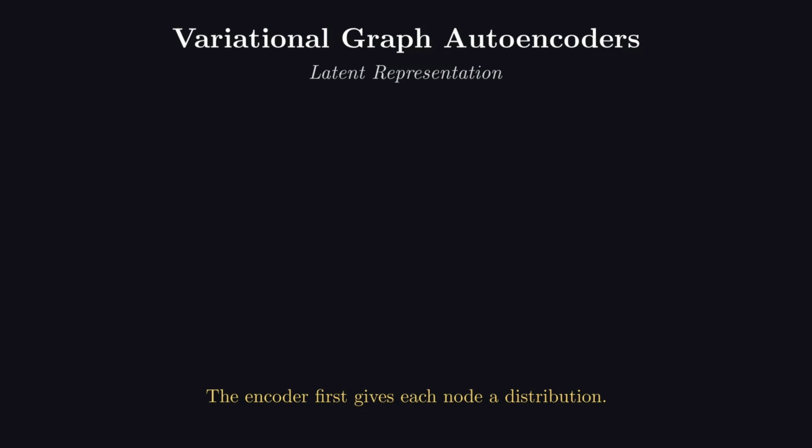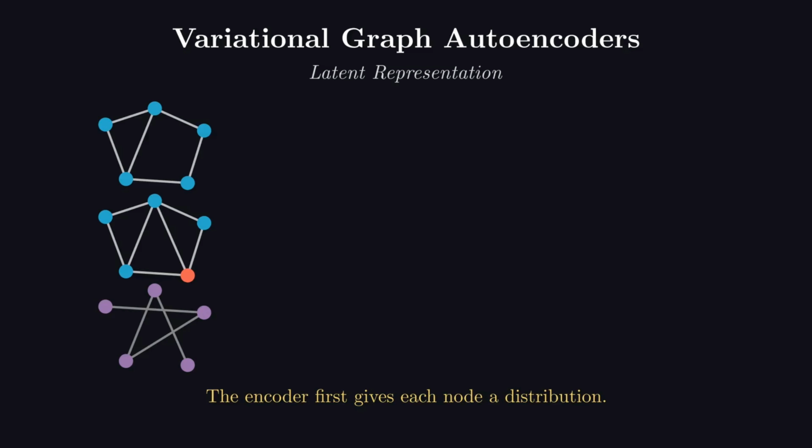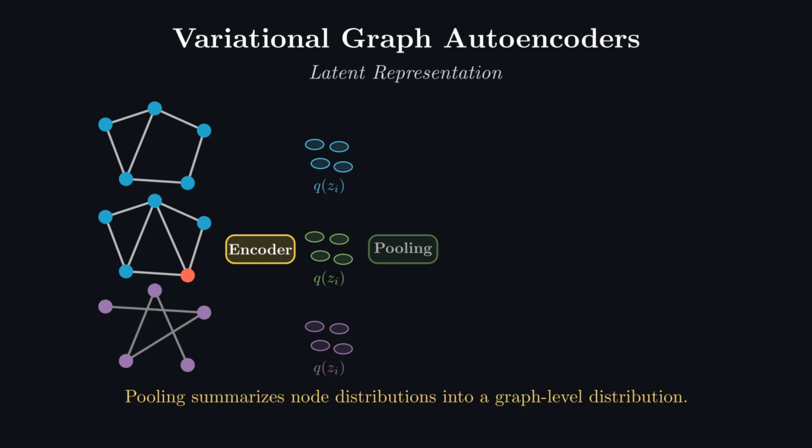Now we move to the latent representation. On the left, we show three example graphs. The first two graphs are almost the same, only a small connection changes. The third graph has a clearly different structure. After the encoder, each node is no longer represented by one fixed vector. Instead, each node gets its own small distribution. This is what the small ellipses in the middle represent. Then we apply pooling. Pooling collects the node-level information and summarizes the whole graph into one graph-level distribution.